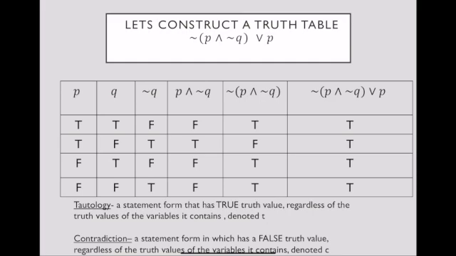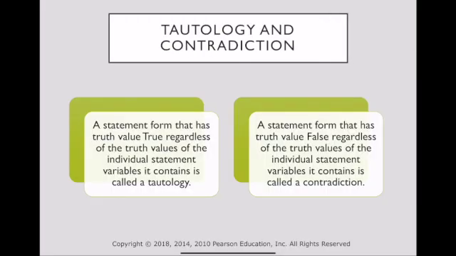This is a tautology. A tautology is a statement that has a true truth value regardless of the truth values of the variables that it contains. And we denote that with a little t. A contradiction would be a statement of the form that has all false values regardless of the variables in it. And that's what we would denote with a C.